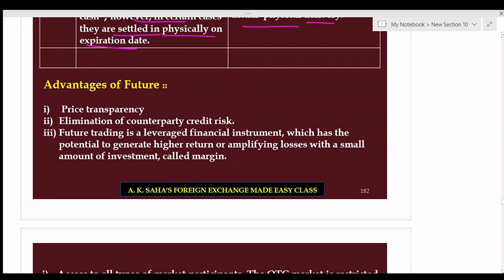Advantages of futures: price transparency and elimination of counterparty credit risks. Futures trading is a leveraged financial instrument which has the potential to generate higher returns as well as amplify losses, with a small amount of investment called margin.